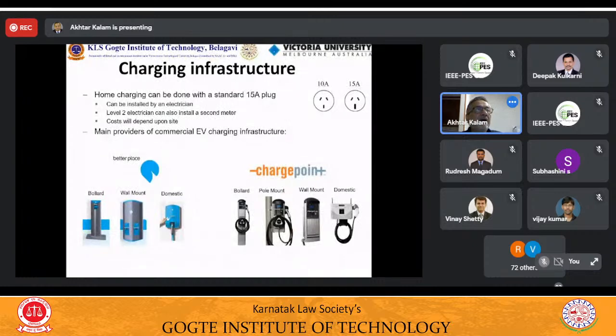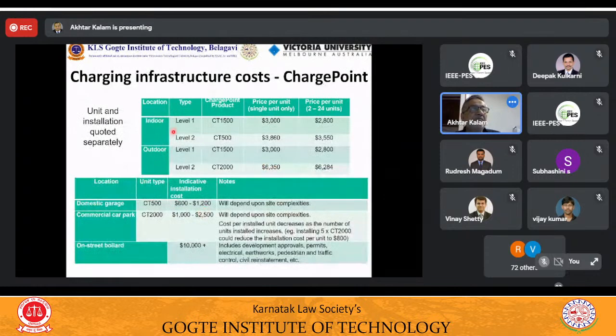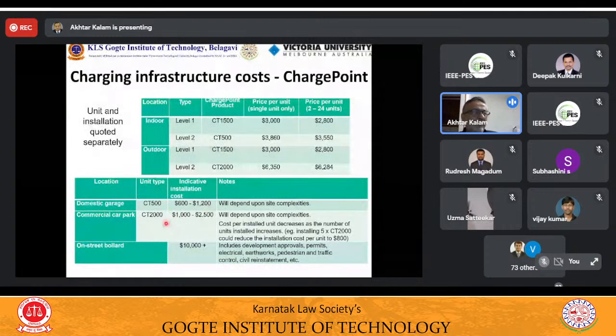Now, the cost of these, because people ask, what is the cost of this? If you are using level one, this is the product that is there, okay? The unit price is $3,000, whereas level two is $3,860. For outdoor, it is $3,000 and $6,350. So the level two one is expensive outdoor. And then the installation charge is $600 to $1,200 for a domestic garage, and for a commercial car park it is up to $2,500. Naturally, if you want to put it on the street bollard, it'll cost you about $10,000.